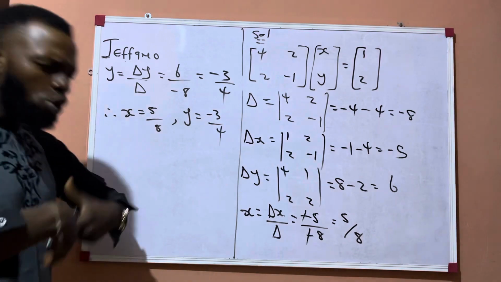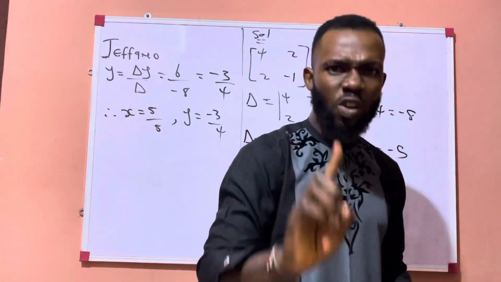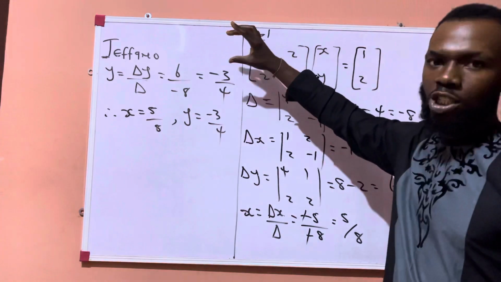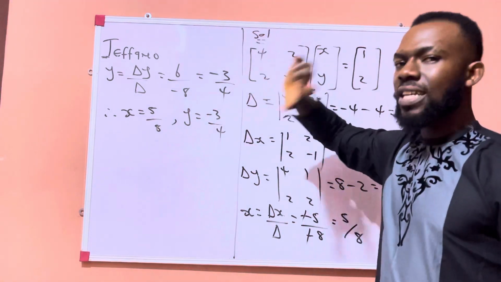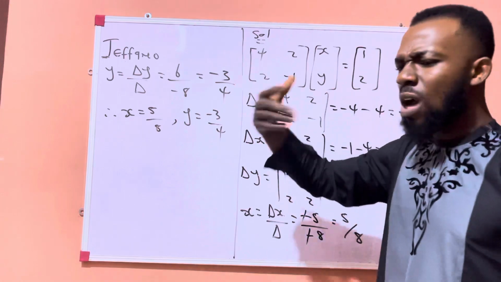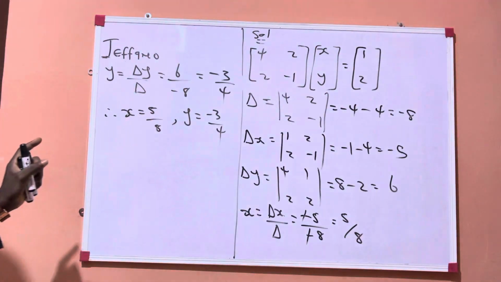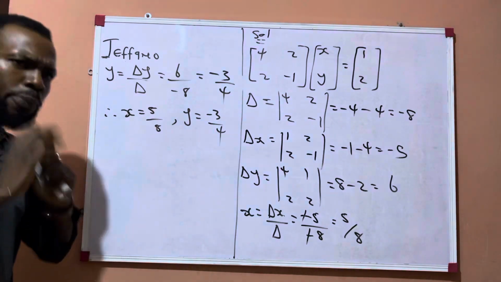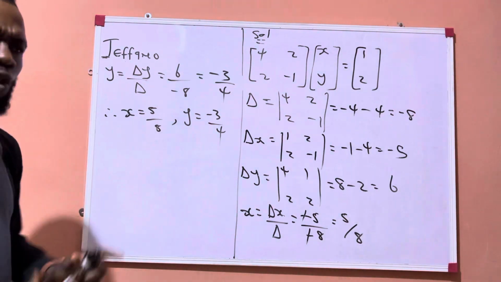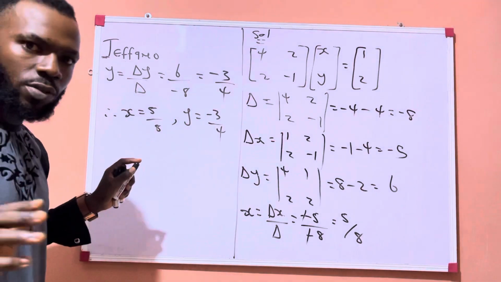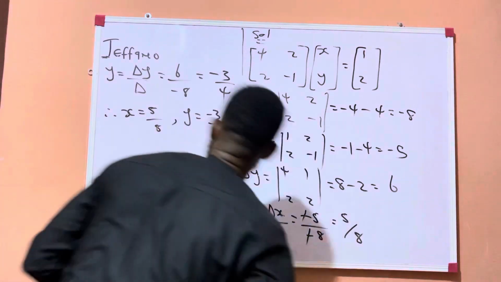This is how you apply the matrix method in solving simultaneous equations. First of all, solve for change. Solve for change in x, and then solve for change in y. And after this, you apply the formulas for x and y to get their values. It is as simple as that. Now, to make you get a proper understanding about this, we are going to solve another example. Another example to see how it goes. Okay, question number 2.